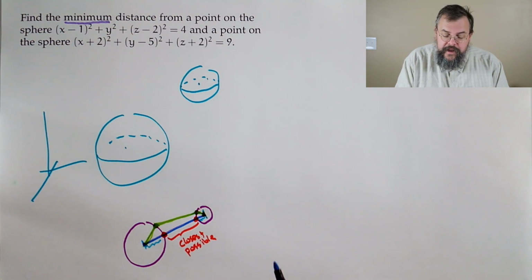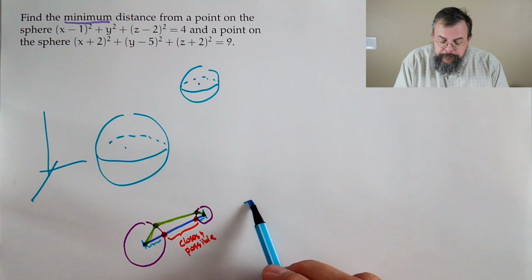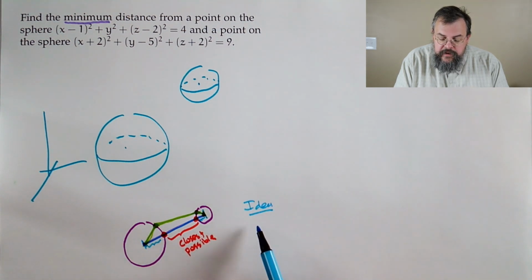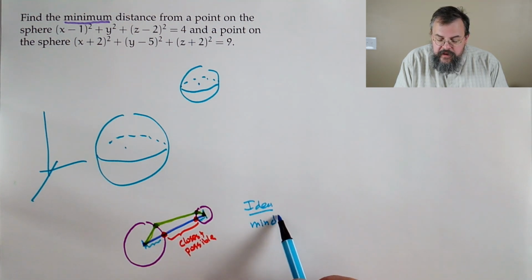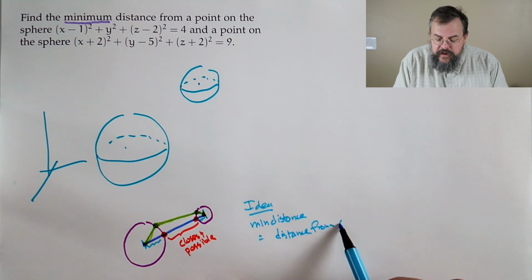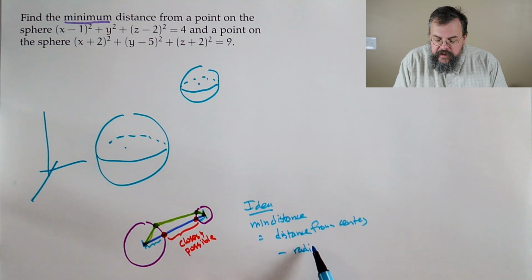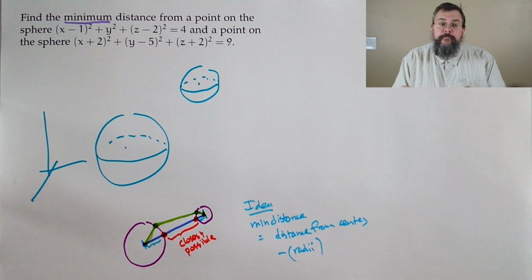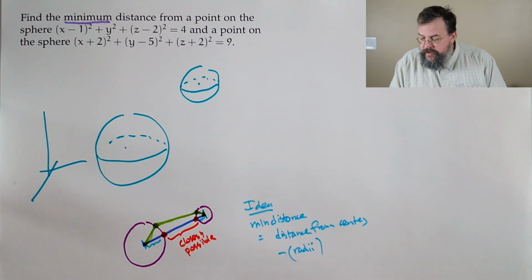So I can say idea. And here we go. So min distance is equal to distance from centers minus the radii. That's it. Okay, so that's how we go. All right.